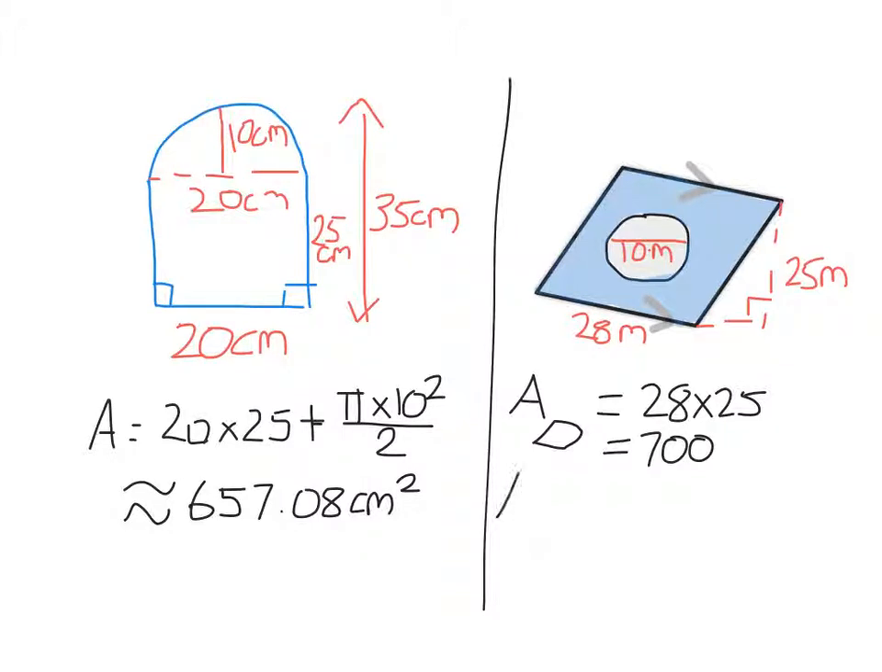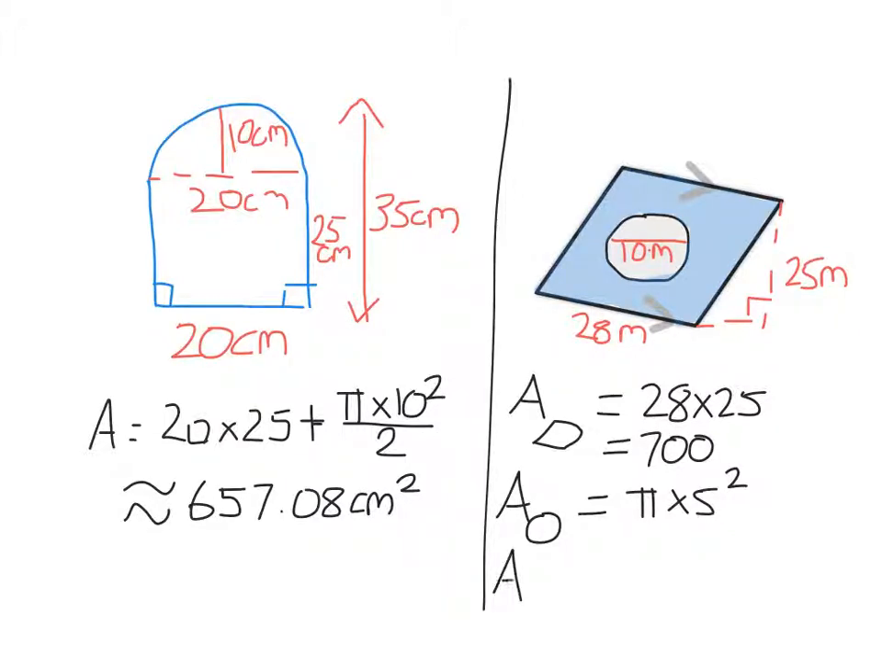Now, for the area of the circle, the diameter is 10, but the radius is 5. So the area is pi times radius squared. If you put pi times 5 squared on your calculator, you get about 78.53. I don't want to round that and subtract from 700, because then my area would be slightly inaccurate.